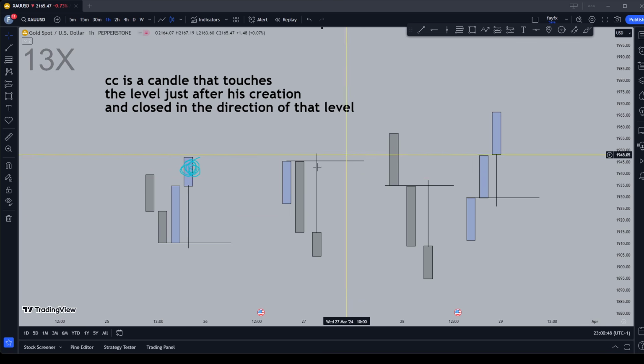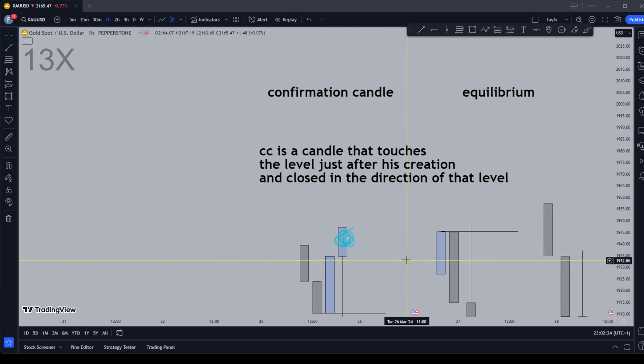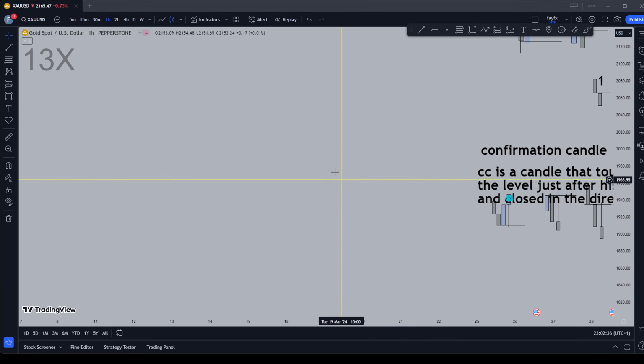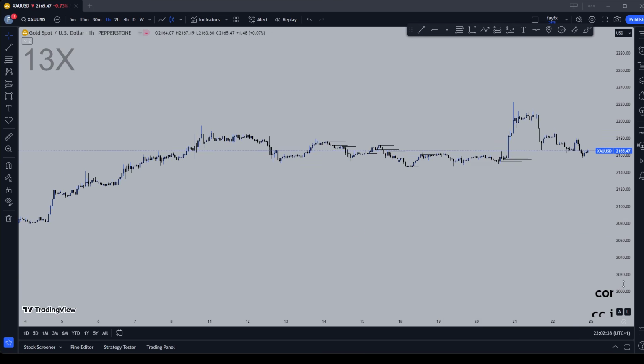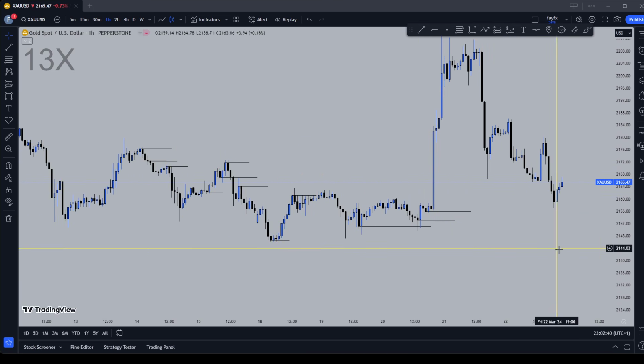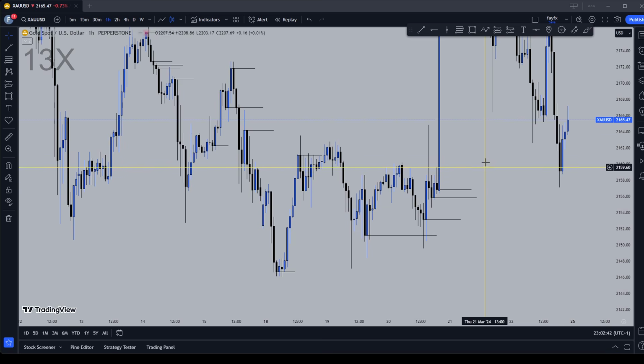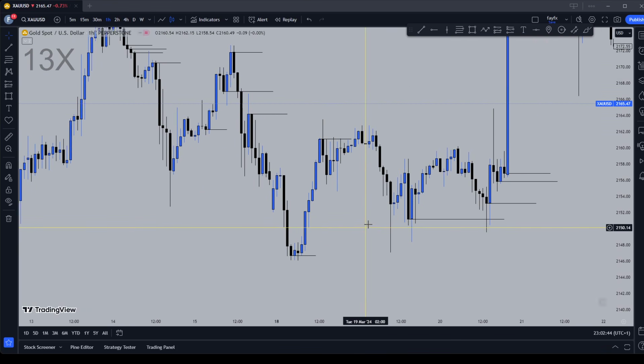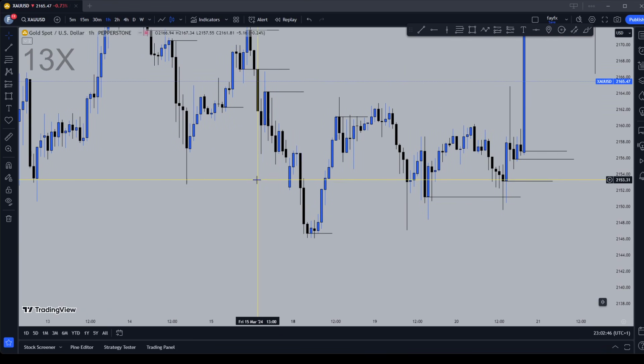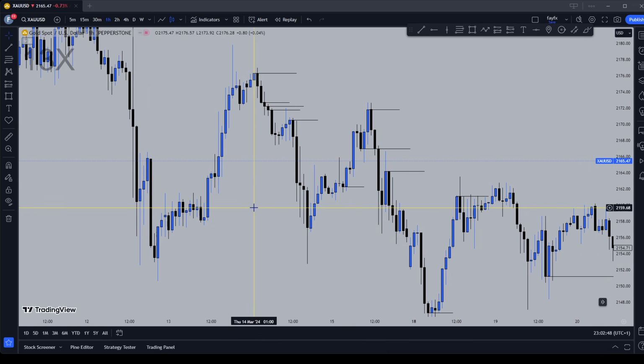Remember these things. We are going to use them all the time. They are the base of the 13x strategy. Don't forget it. Let's give some examples for CC. Examples of the CC.